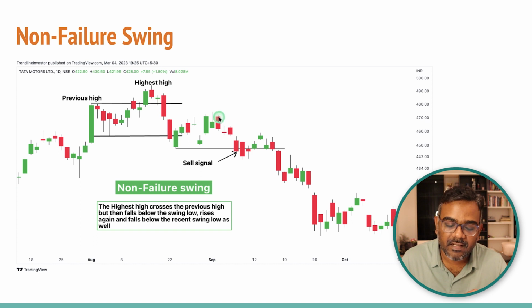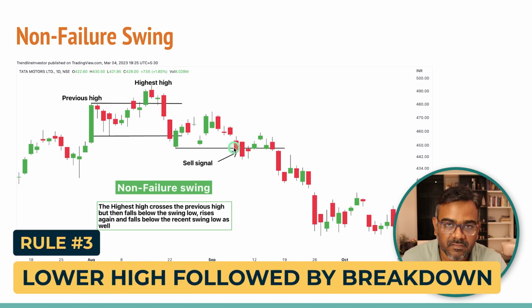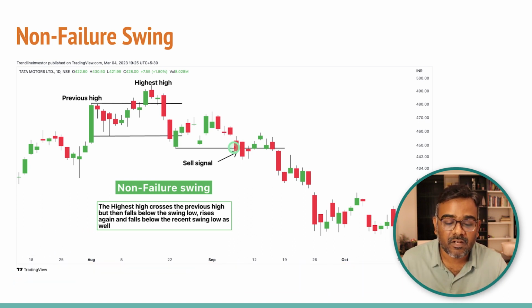Now we had a lower high and we had a lower low, and the stock finally breaks this point, and that is the point when the stock has reversed, and that's a confirmation that the stock has made a top, and now you have to exit the stock and you have to get out.